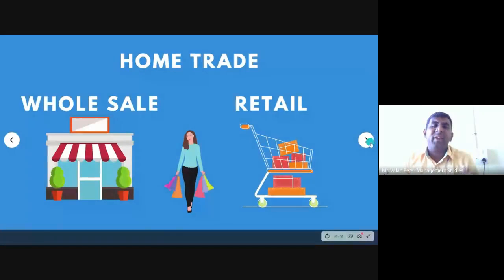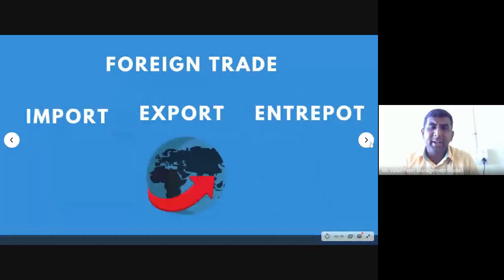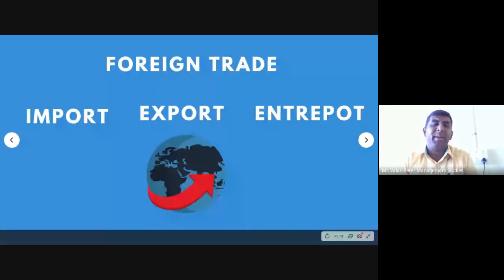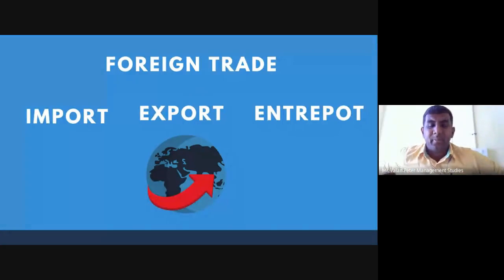Okay, then if we go to trade in foreign territory, that would be considered import, export, and entrepot. Okay, import, export, entrepot. What is import? What do you mean by import?